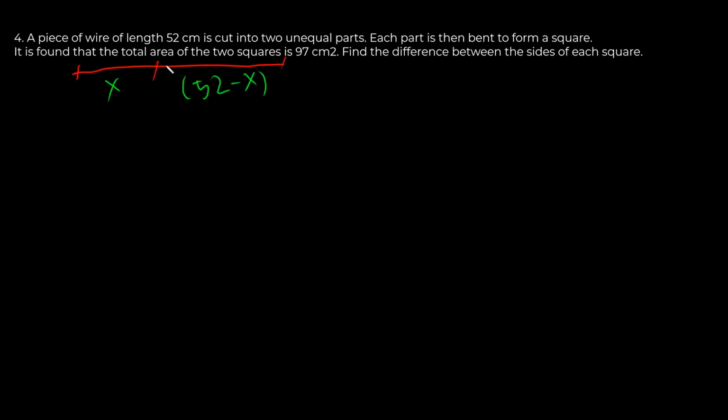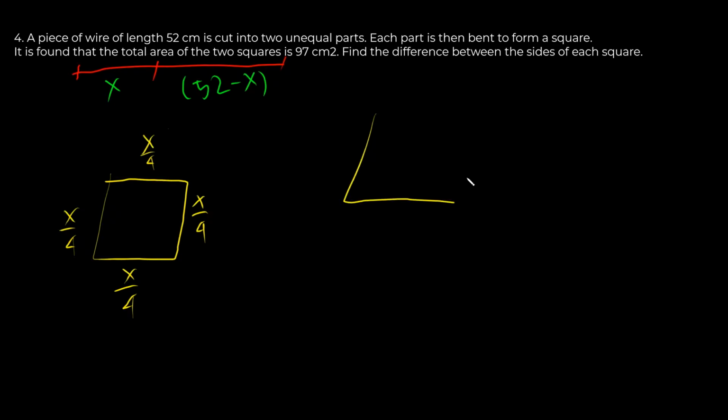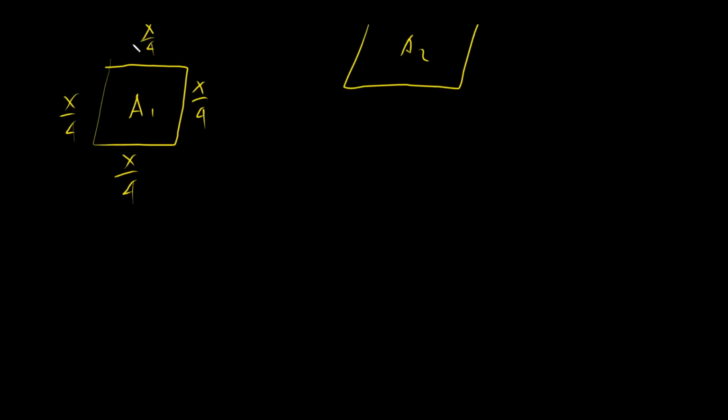Let's say, i-take na to ni na piece of wire. Tapos, gi-form siya into a square. So, sa to pa, ang each side is x over 4, x over 4, x over 4, and x over 4. Tapos, kanina piece of wire, gibuo siya into, again, a square. So, ang kada side is 52 minus x over 4. Okay? Then, ang area daw sa duha ka square is equal daw siya sa 97. So, ang area sa square 1 plus area sa square 2 is equal to 97.